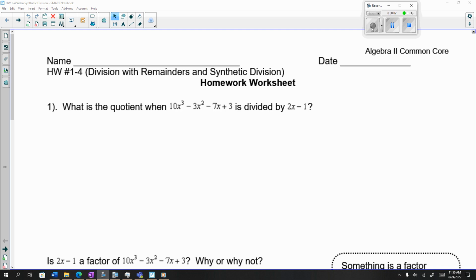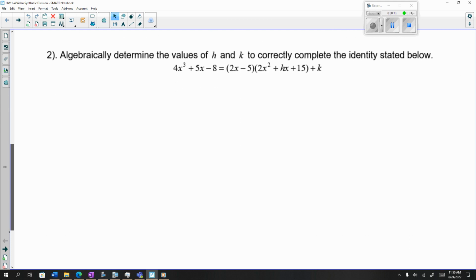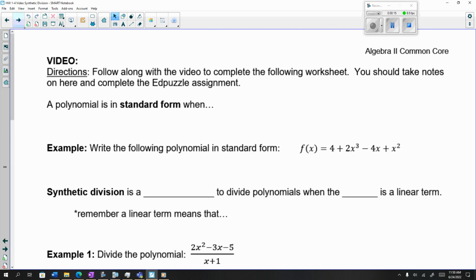This is the video that is in conjunction with homework 1-4. It's titled Division with Remainders and Synthetic Division. We're going to talk about synthetic division in this video. So we're going to skip ahead to the second page to where it says Edpuzzle video.